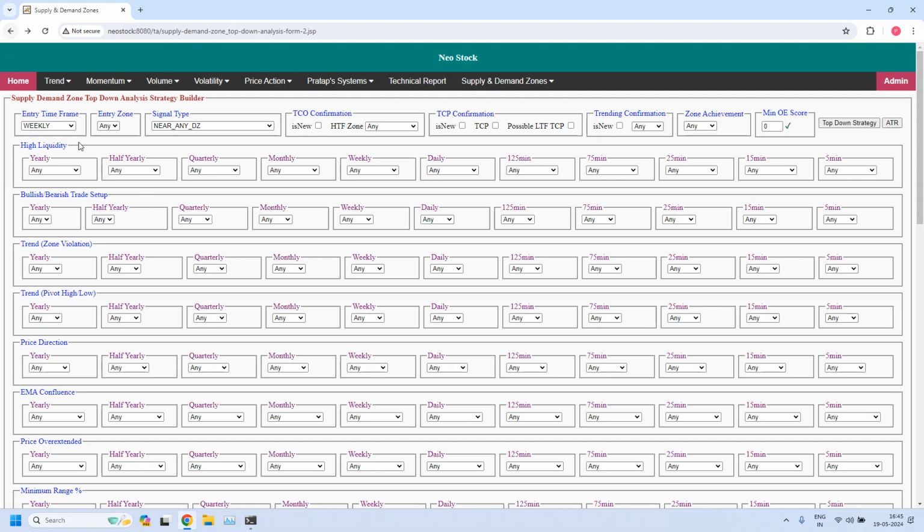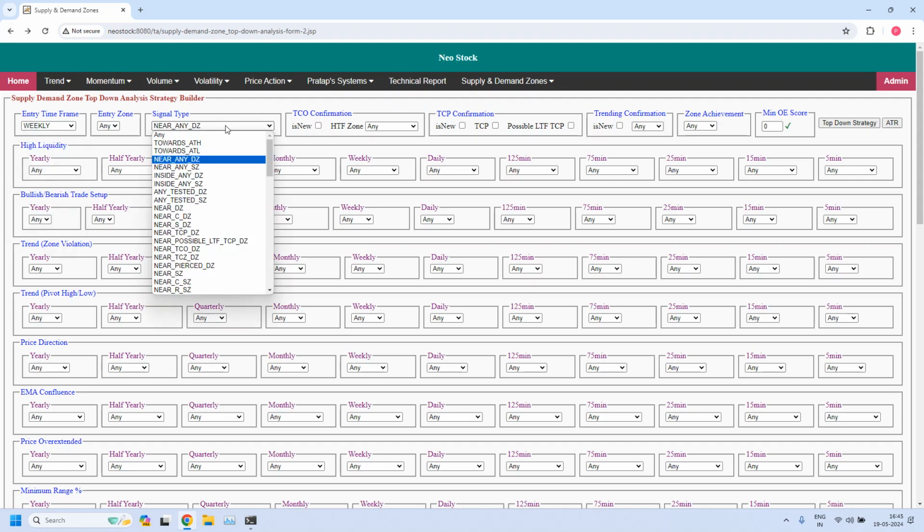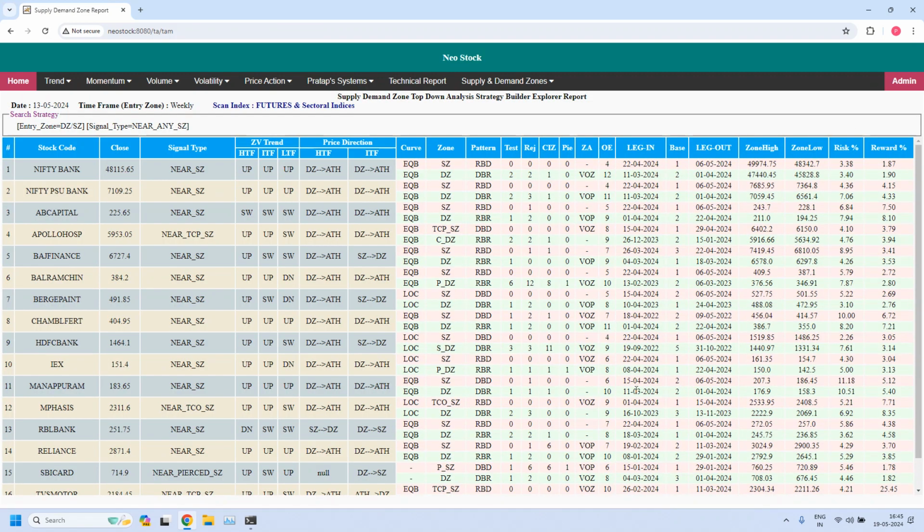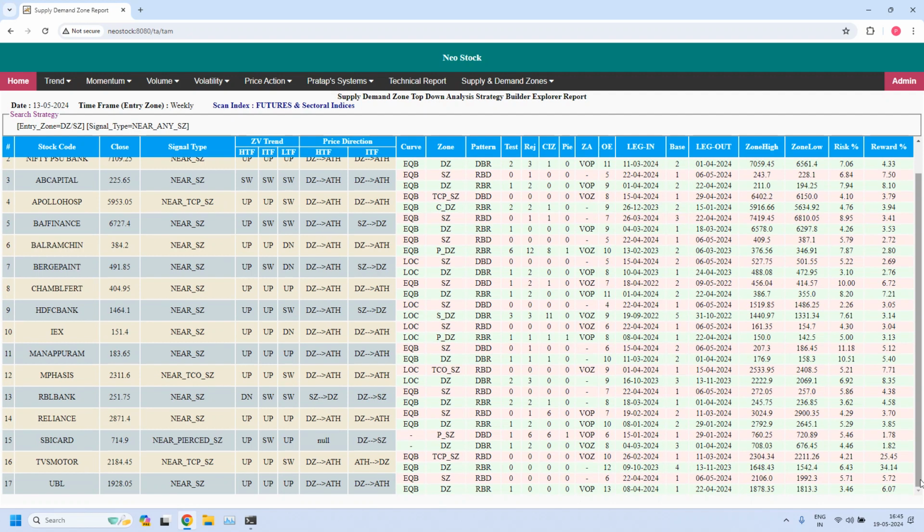Let me go back. For weekly time frame, let us find the stocks near weekly supply zone. We have a good number of stocks reached near to the weekly supply zone. Let me scroll down. So 17 stocks are filtered near to the weekly supply zone.